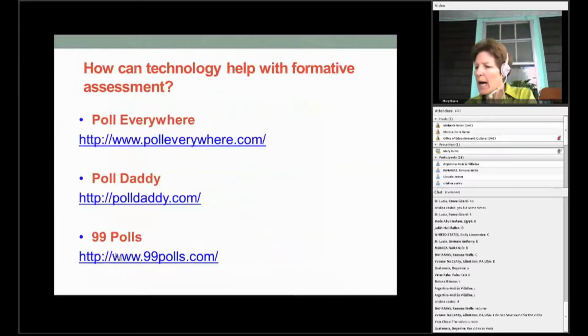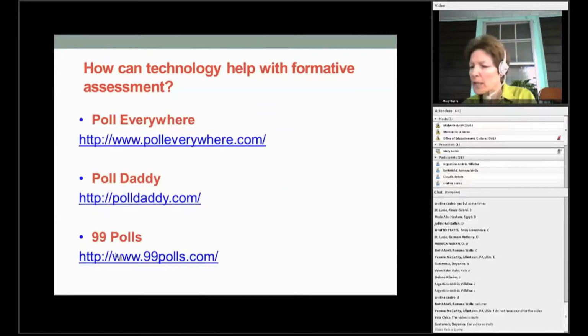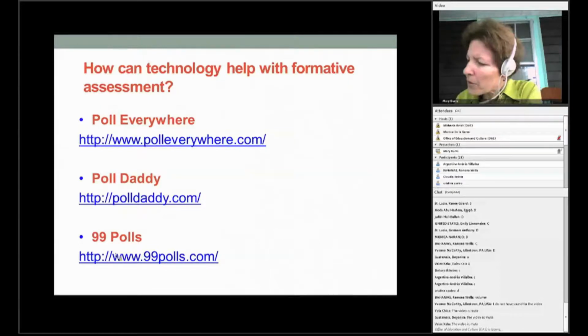So it looks like some of you already use clickers, and you may not actually have an interactive whiteboard, or you may not have clickers. So what are some alternatives to this? One is a software that I use, which is called Turning Point. So you don't need an interactive whiteboard, but you actually do need the software, and it displays the results in your PowerPoint. But there's also a number of cell phone-based tools, and I've got some listed here: Poll Everywhere, Poll Daddy, 99 Polls, which many of you may already know about.